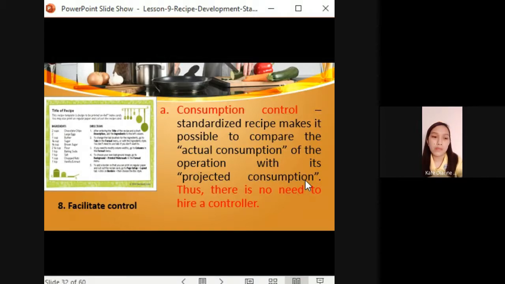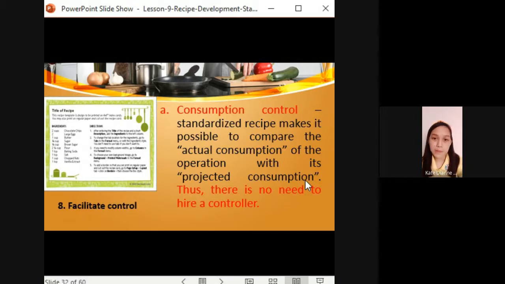So dito, when we have a standardized recipe or procedure, we can control na yung consumption, yung dami nung kailangan nating product, and then makokontrol din natin yung dami ng gagawin nating product. So actual consumption, this is the actual needed ingredients that we will consume. And then the projected is kung naalala niyo yung forecast natin, yan, same term with the projected consumption.